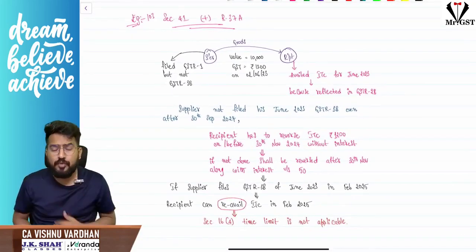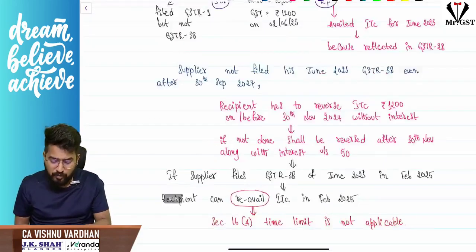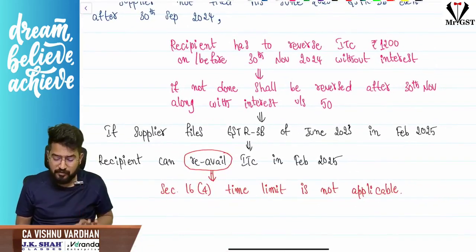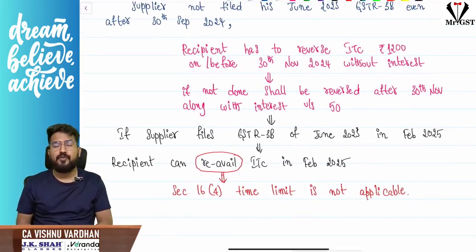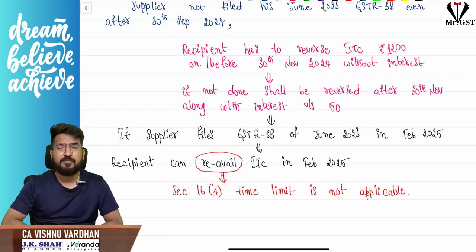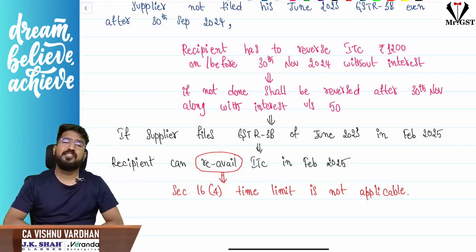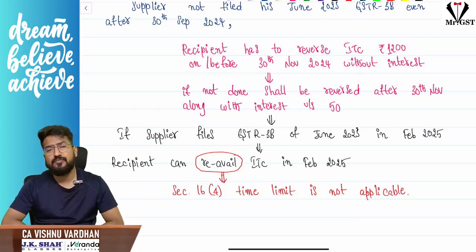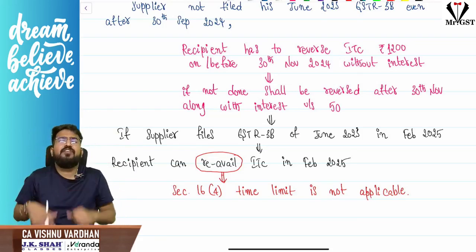But sir, if you don't pay that by 30th November, then what should be done? You should reverse the ITC along with interest under section 50. That is the twist. Okay, sir, I will reverse the ITC along with interest or without interest, as the case may be. What if after 2-3 years my supplier becomes a good boy and files his GSTR 3B and pays tax? Can I re-avail ITC? Yes, you can re-avail ITC.